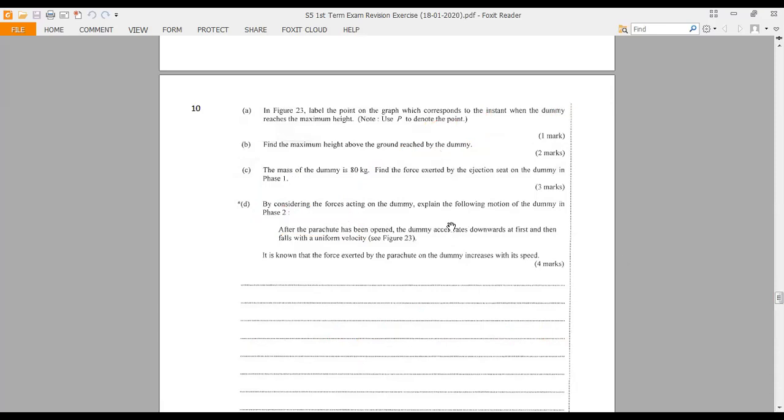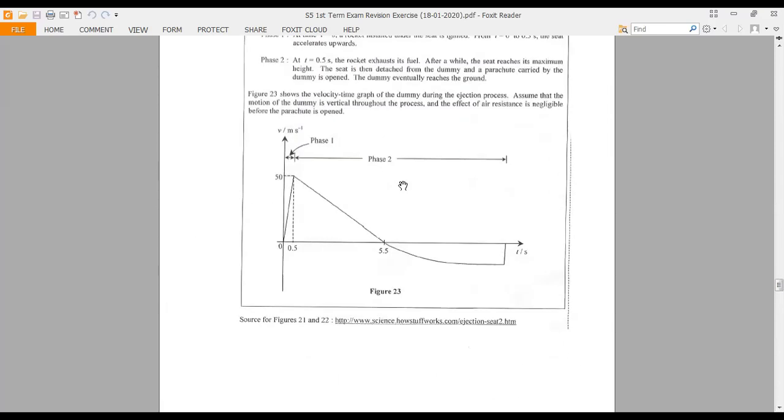Okay, part C. If the dummy has a mass of 80 kilograms, find the force exerted by the ejection seat on the dummy in phase 1. Now, phase 1, you don't need to bother about phase 2 or any other time. You just look at the curve in phase 1. This is the curve in phase 1. Okay, this is the starting point and the finishing point. From the graph, the only thing you can find is the acceleration. So you don't need to think that much. You may just find the acceleration first. Acceleration is equal to the slope.